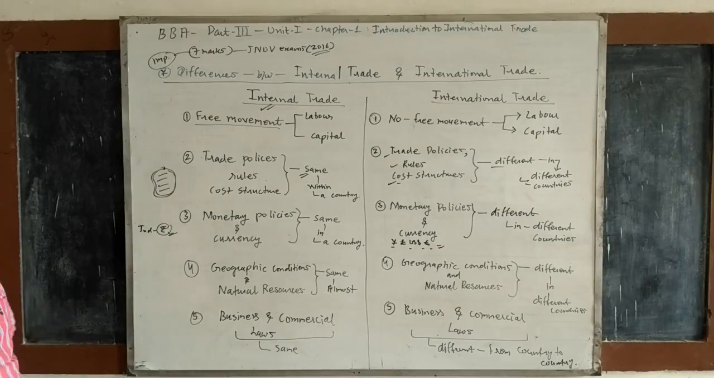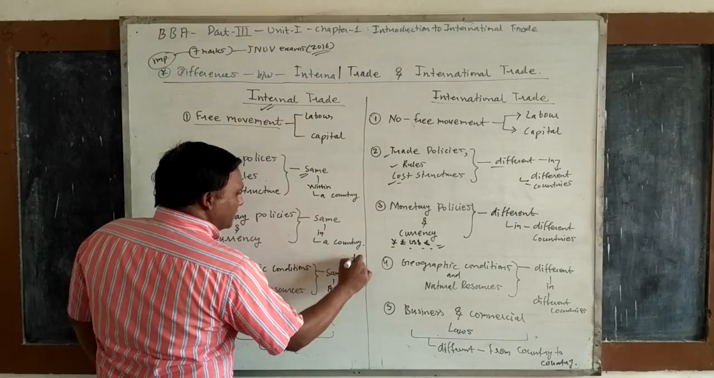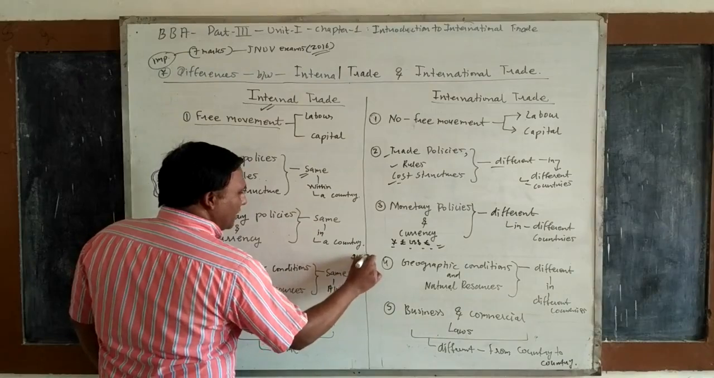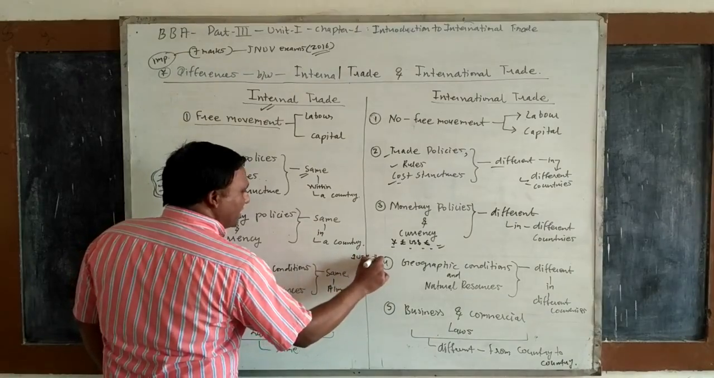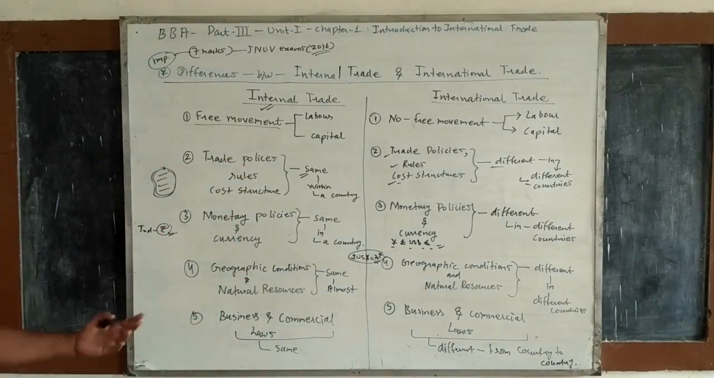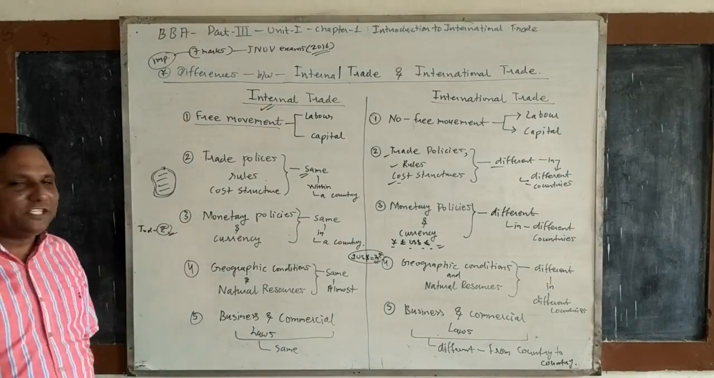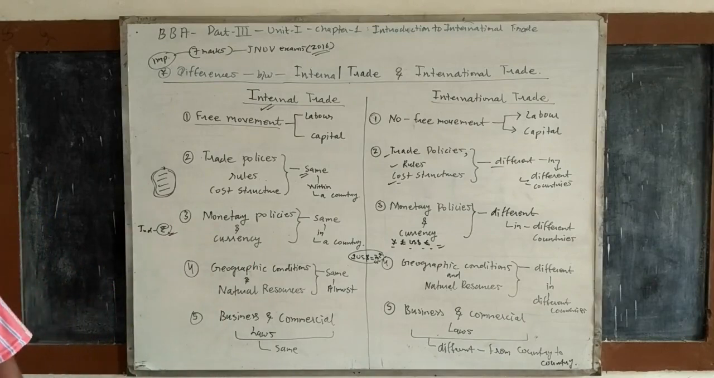Values are also different. Let us say, for example, if you want to get $1, one US dollar is equal to almost 70 rupees, 65 and 79%. You have to get that. So monetary policies also are different from country to country.